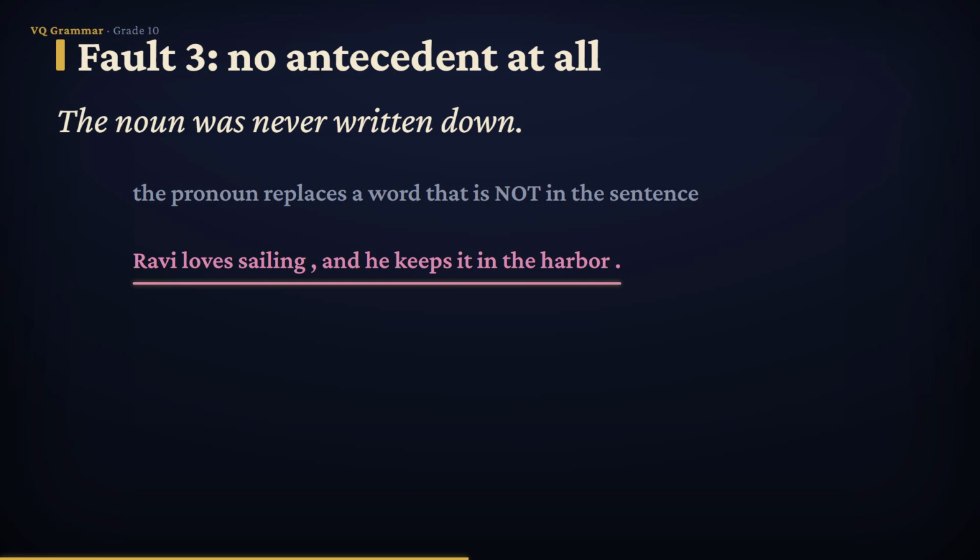He does not keep sailing in the harbor. You cannot dock an activity. The word it is reaching for boat, and boat is never actually said.